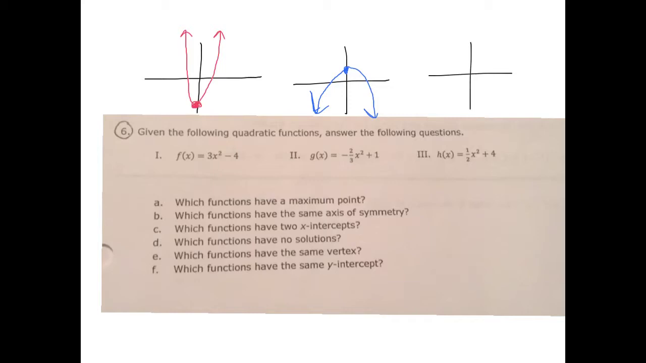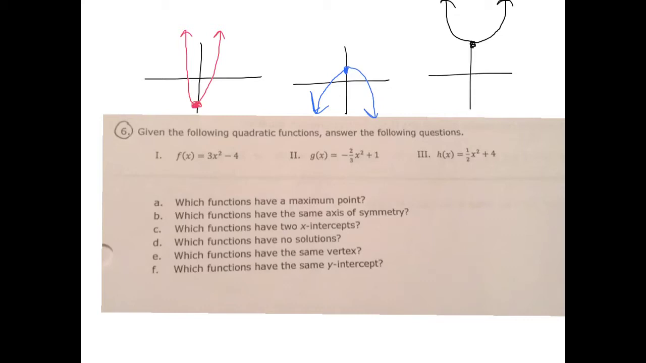All right. And then the last one here, that 4 means it's been shifted up 4. Being a positive half means it's going to go up, and it's going to be wider because it's a fraction. And you'll learn all those rules later on. You're not supposed to know those yet.